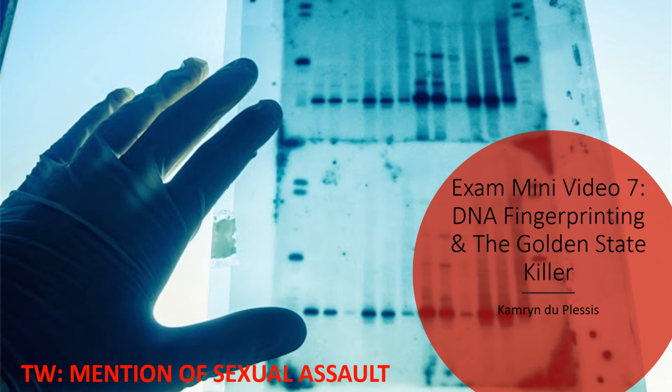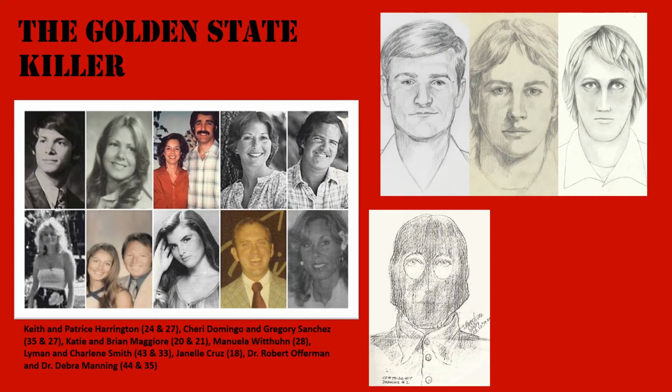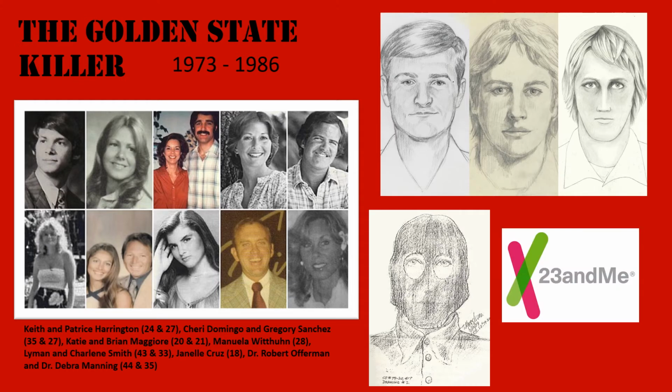In this video, we will be discussing how DNA fingerprinting could have been used to crack open the infamous Golden State Killer case. The Golden State Killer was a serial killer and sexual predator active from 1973 to 1986. During that time, his DNA was found at several crime scenes. However, it was not positively identified until 2018 when one of his relatives took an ancestry DNA test.